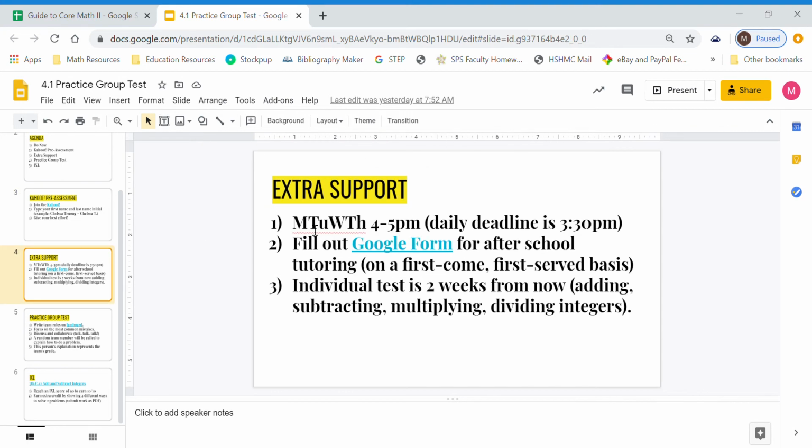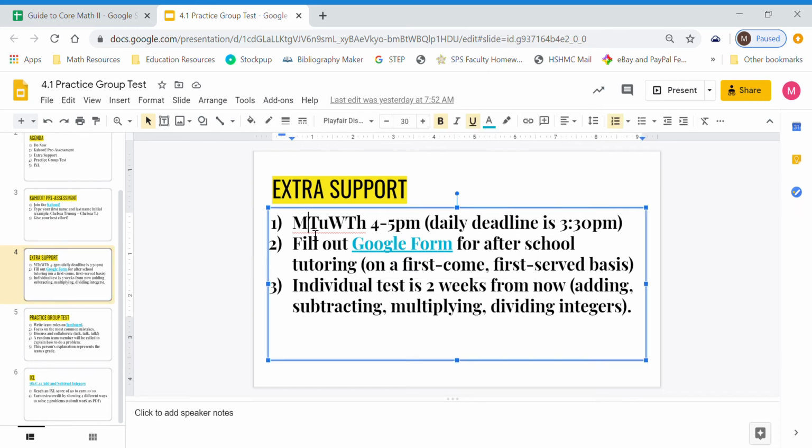Extra support: if you know that you're struggling based on the Kahoot game, based on turning in assignments, and so forth, please make sure you sign up after school by filling out the Google form, which is linked. We are open Monday, Tuesday, Wednesday, Thursday from 4 to 5 p.m. Just make sure you sign up for that day before 3:30 p.m. It's first come, first served, so the early birds get the worm.